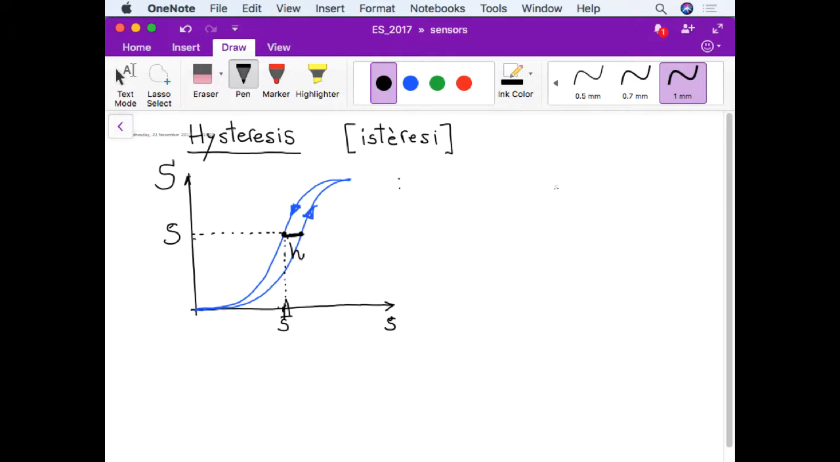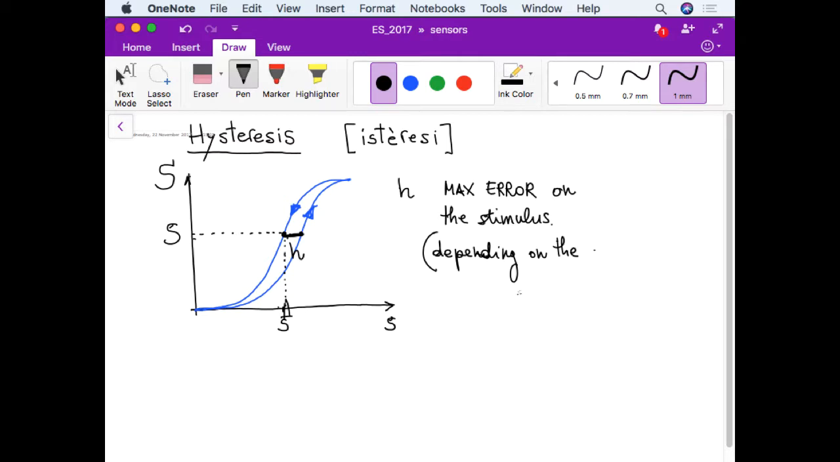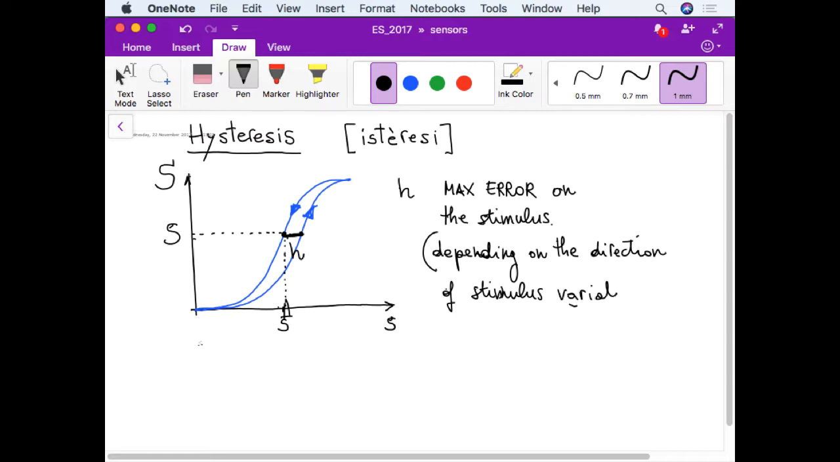So this would be H, hysteresis, the maximum error on the stimulus, depending on the direction of stimulus variation. So we typically need to define the hysteresis by varying the stimulus in all the span, because when you vary from the minimum to the maximum of the span, you obtain the highest hysteresis, and then you measure the maximum difference.